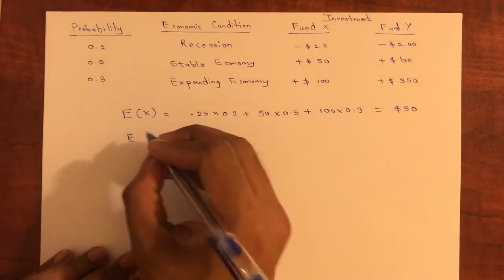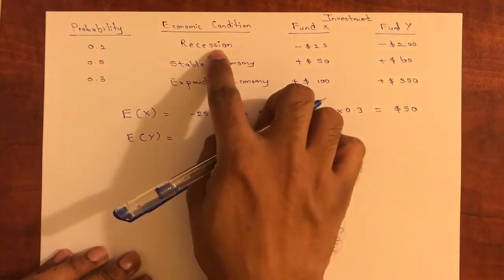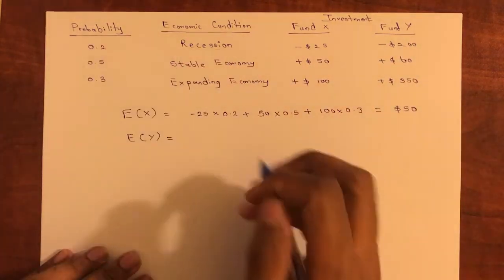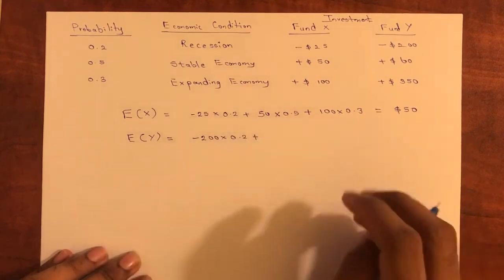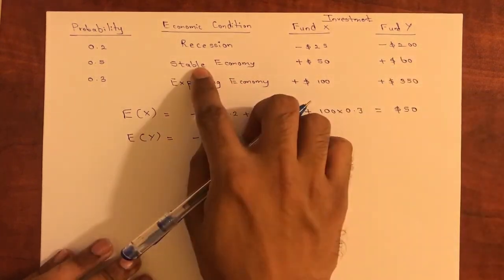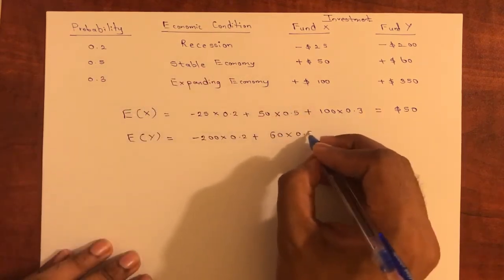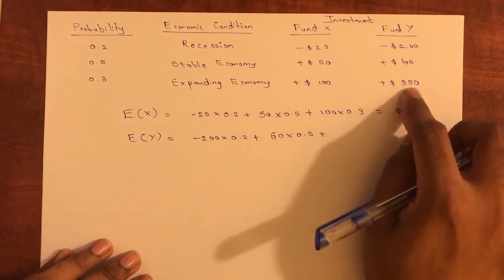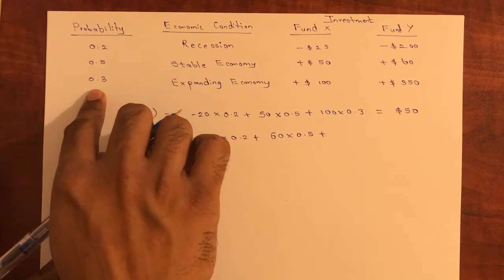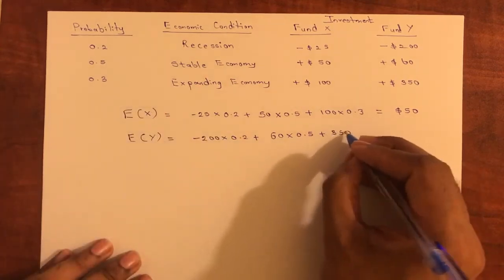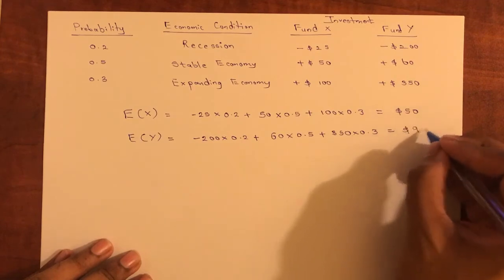What is my expected value of fund Y? Minus 200 when there's a recession. What is the probability? 0.2. So minus 200 into 0.2 plus $60 when there's a stable economy, which has a probability of 0.5. 60 into 0.5 plus $350 return when there's an expanding economy, which has a probability of 0.3. So 350 into 0.3. All of this totals up to $95.